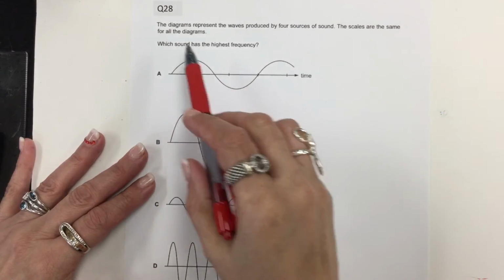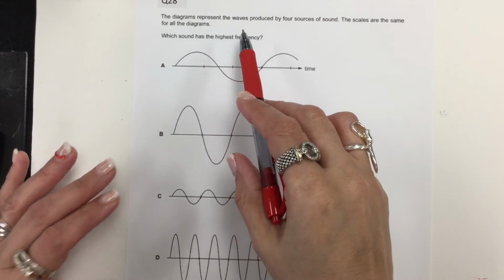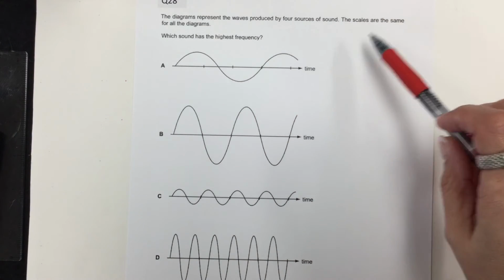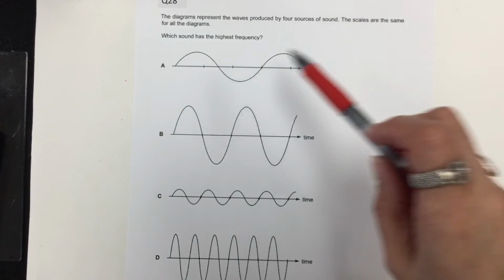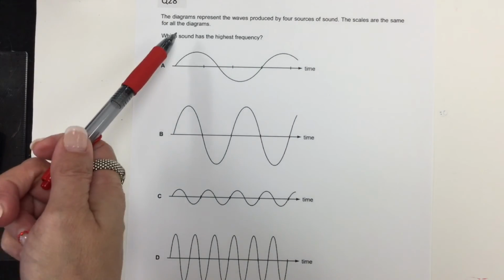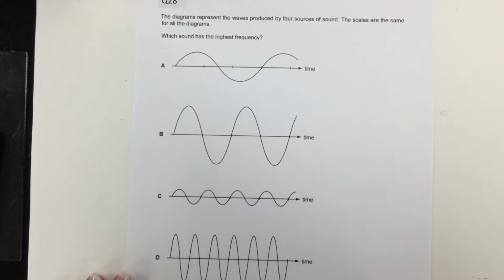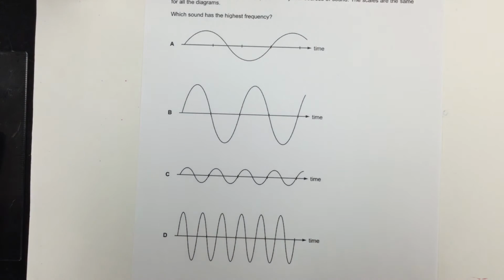Question 28. The diagrams represent the waves produced by 4 sources of sound. The scales are the same for all the diagrams. Which sound has the highest frequency? So this is very similar to question 26.